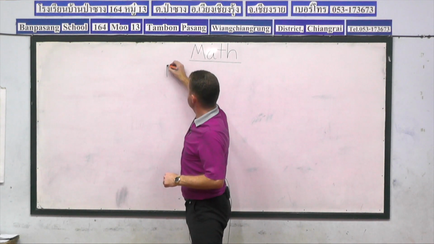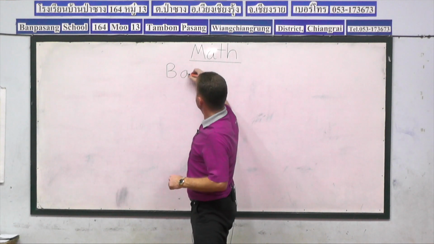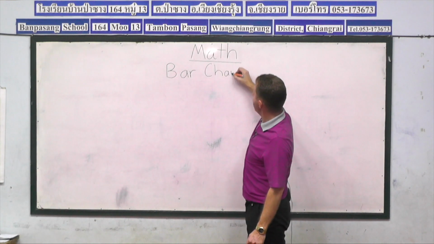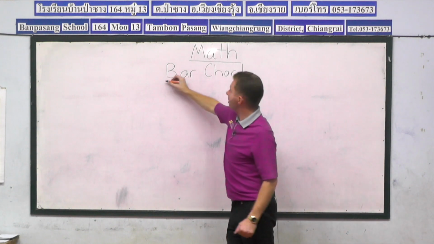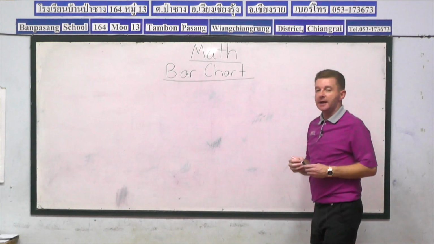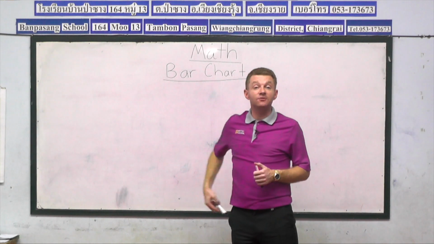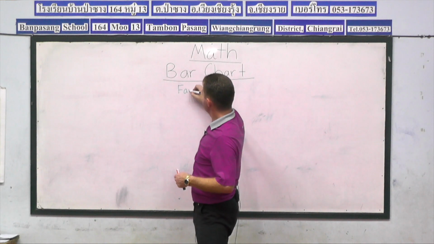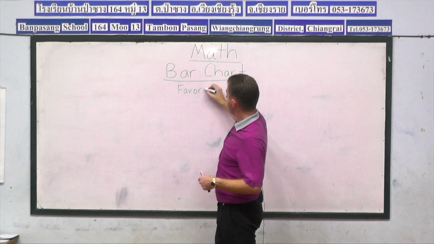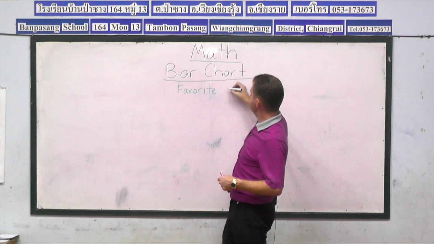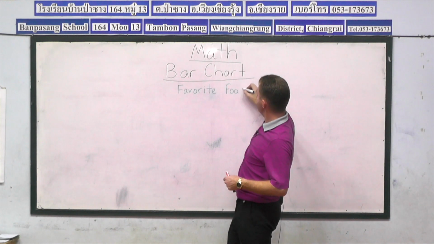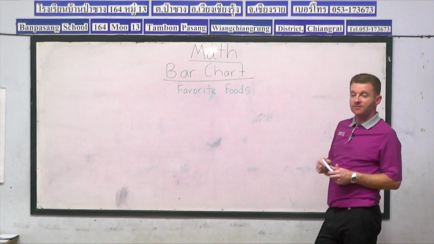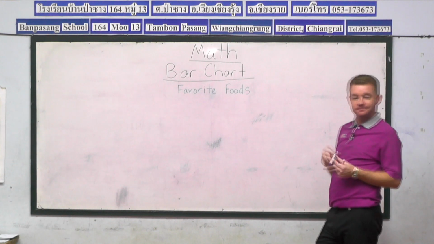Okay, so first of all, we'll write bar chart. B-A-R C-H-A-R-T. Bar chart. And now, for my bar chart, I will have the title Favorite Foods. F-A-V-O-R-I-T-E. And foods, F-O-O-D-S. So already we know, by looking at the title, what is our bar chart going to be about, guys?